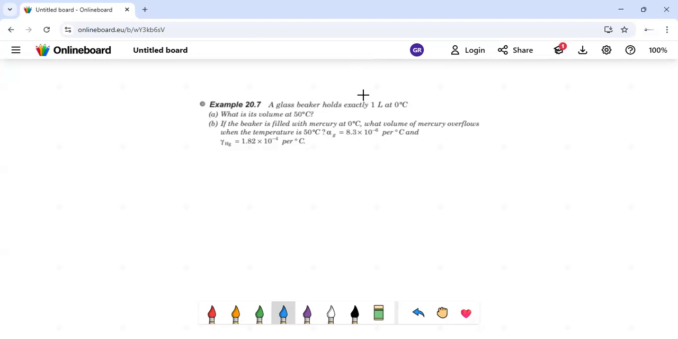Sir, is there a coefficient for water? The gamma value is given for actually there is mercury, beta. There is no water. Oh, okay, sorry. There is a beaker which is made up of glass. So alpha of glass is given. And in the second part, it is filled with mercury. So that gamma value is given.